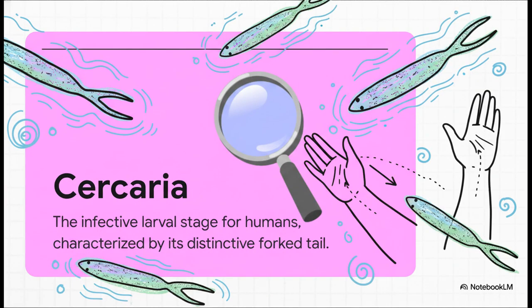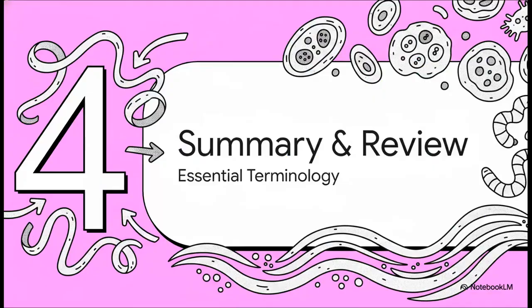Okay, after some time developing inside that snail, thousands, literally thousands of this next stage are released. And this is the one you need to watch out for. This is the cercaria, and it's the stage that infects humans. You can always identify it by its body and its very distinctive forked tail. It's like a little free-swimming hunter that actively looks for human skin and penetrates right through it, straight from the water.